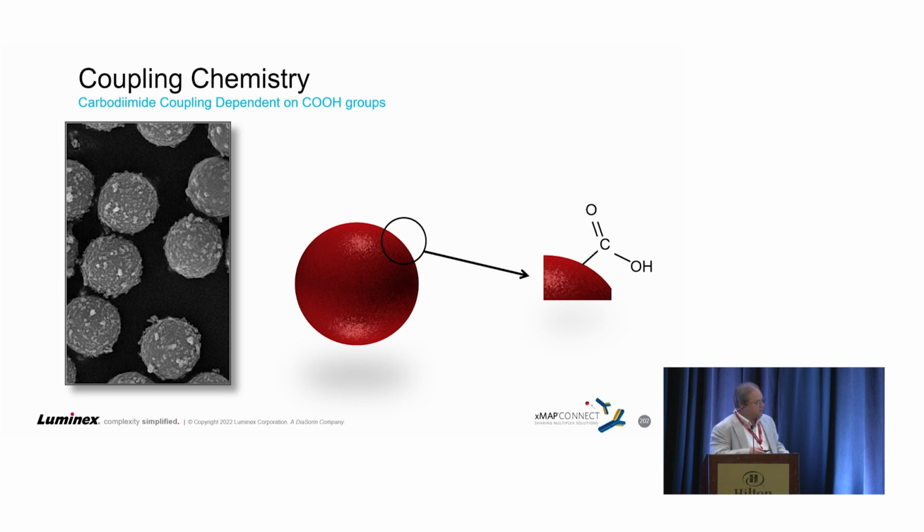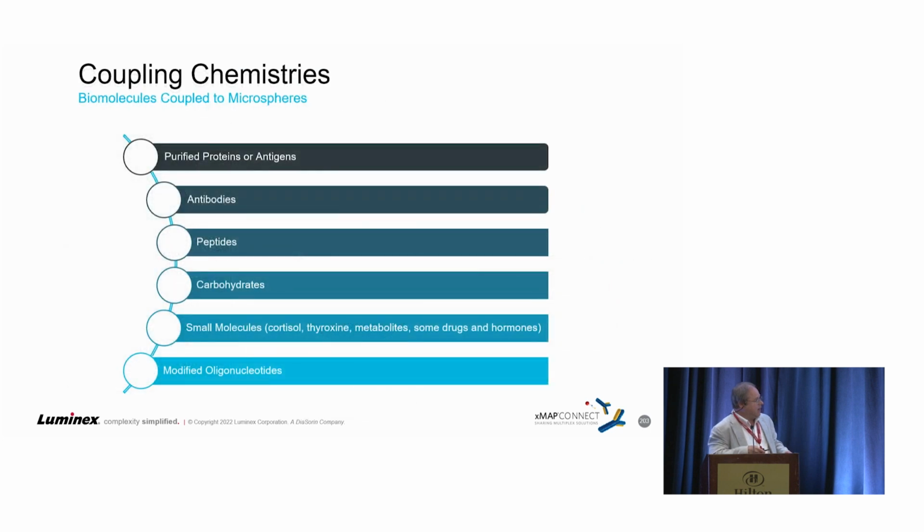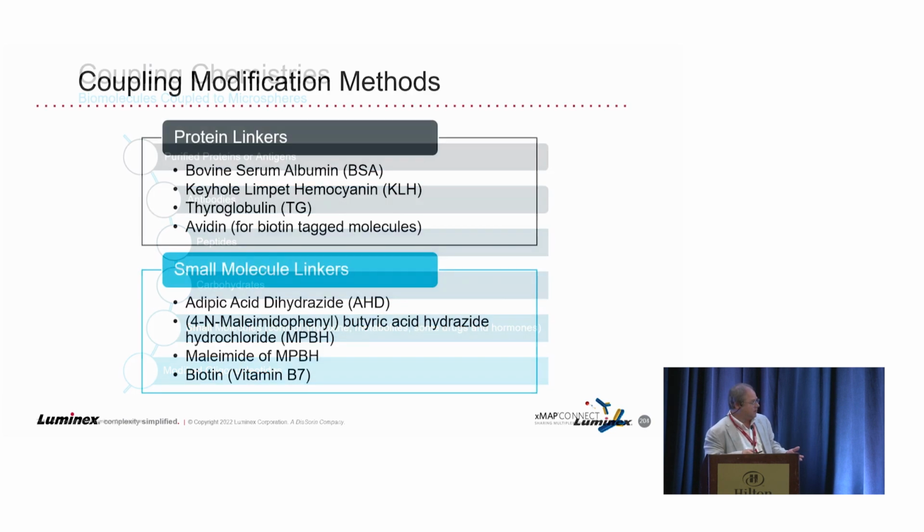Because of that, things you can couple are various proteins and antigens. Of course, a lot of people are doing antibodies. There are some peptides you can couple. Once in a while, if you have a carbohydrate with an amine group, you can couple them as well. A number of small molecules that have amines on them can be coupled too. And if you want to develop a genomic assay and you have an amine-modified oligo, you can couple those to the beads with these activated carboxyl groups to develop a genomic type assay.